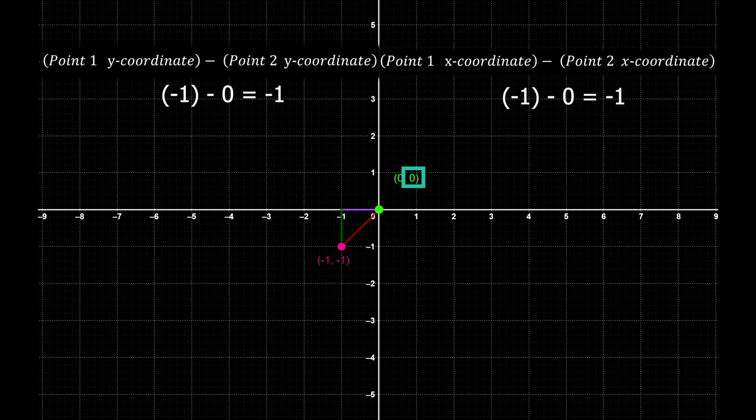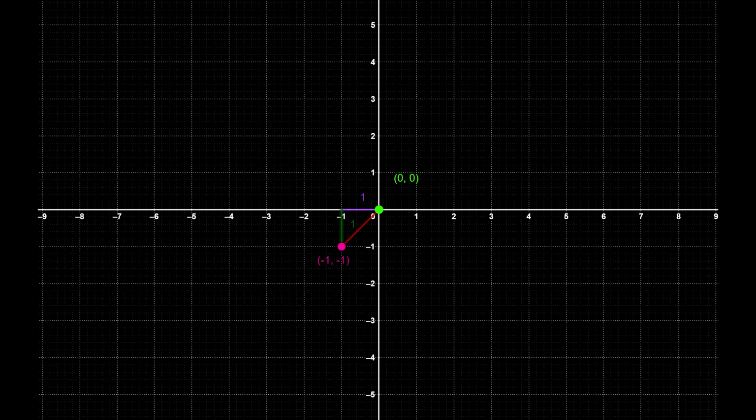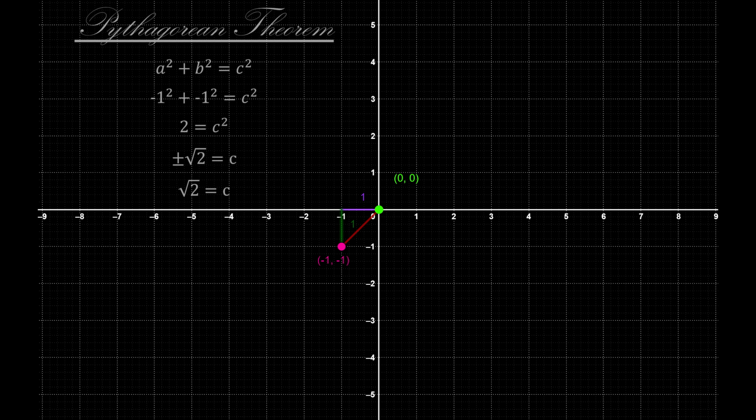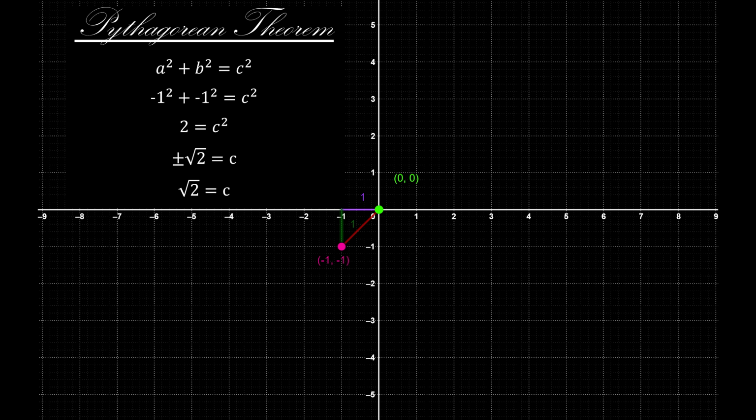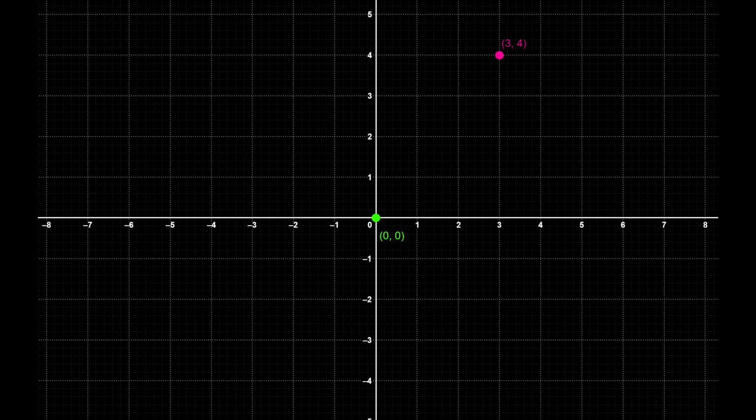Notice how for both of these answers we get -1. But again, since we're talking about length, we take the positive case. So we have a right triangle with two sides of length 1. Now our goal is to find the length of the hypotenuse using the Pythagorean theorem. We find that the distance is square root of 2. Try this one on your own.